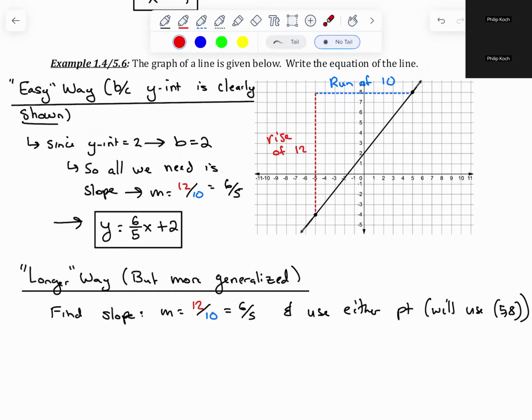I guarantee you, if you use the point -5 comma -4 in your answer, you'll get the same thing. It'll look different, but if you simplify it down into slope-intercept form, it'll be the exact same answer. So I just decided to use 5 comma 8 so I don't have to deal with any negatives, but there's no harm in choosing this point instead.